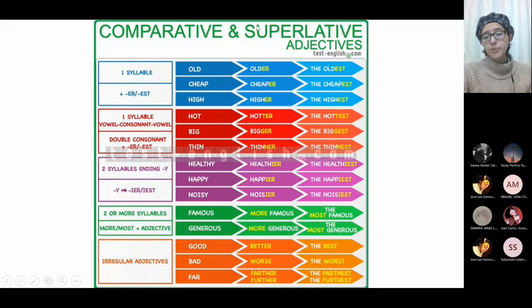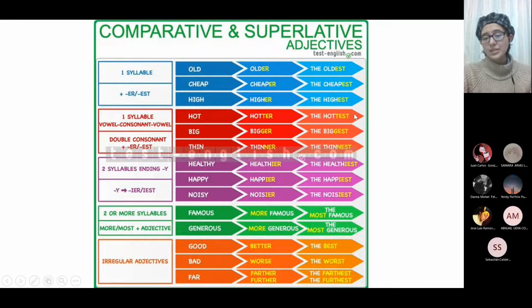But the superlative, right, as you have here, it's going to be to compare more than 3 objects in a group, more than 3 items in a group. So we're going to say Santa Cruz is the hottest city in Bolivia. Yes? So we're saying that Santa Cruz is the hottest. We're comparing the 9 departments, right?